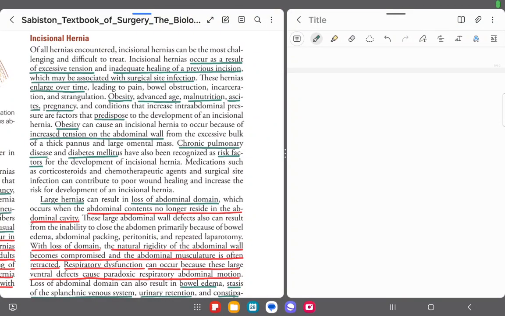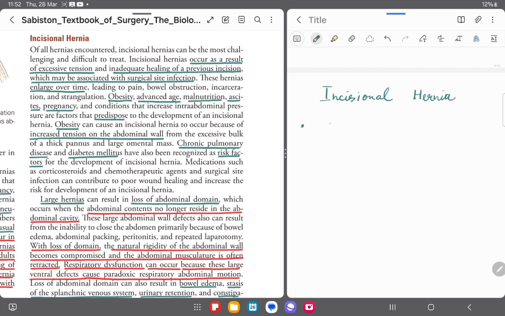So previously we had covered umbilical hernias and epigastric hernias in the section on ventral hernias, and today we will study about incisional hernias. Of all the hernias encountered, incisional hernias can be the most challenging and difficult to treat. Incisional hernias occur as a result of excessive tension and inadequate healing of a previous incision, which may be associated with surgical site infection. So why do incisional hernias occur?